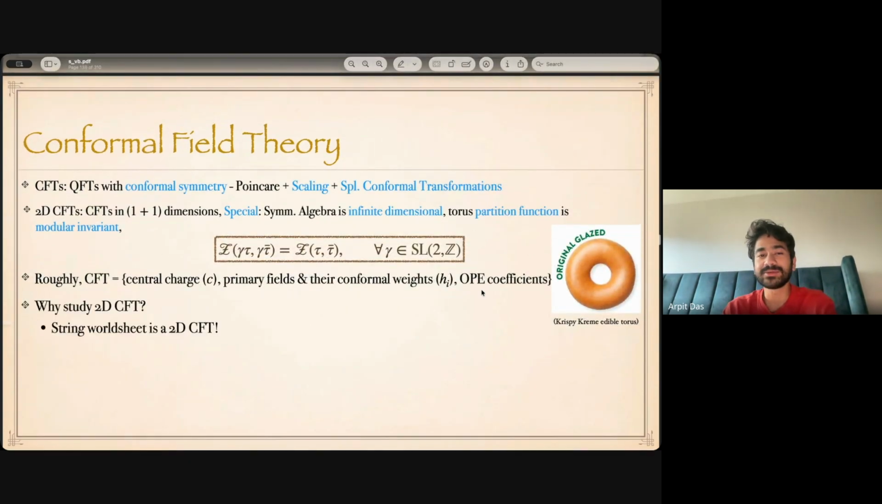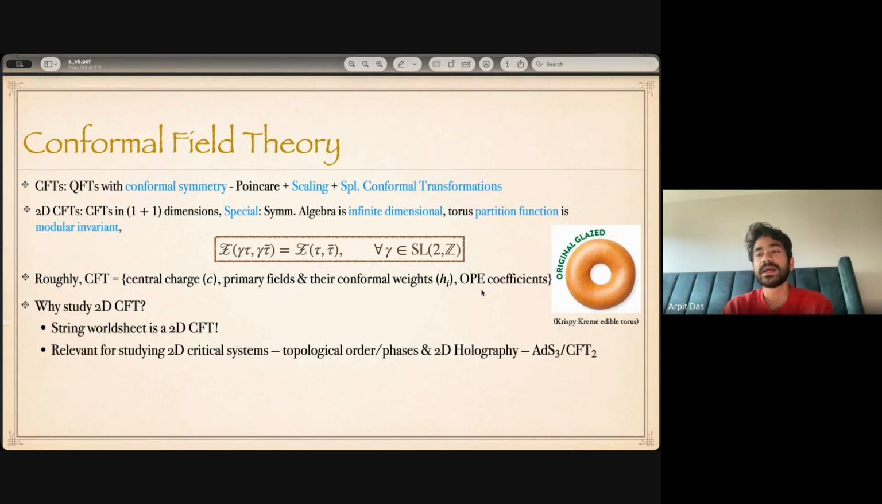Now, why study 2D CFT? Well, if you are into string theory, then the string worldsheet is a 2D CFT. From a condensed matter point of view, these are very relevant for critical systems in two dimensions, because as you might know, when you are at a phase transition point, that phase transition point is exactly a CFT. So it's a conformally invariant fixed point. So if you want to understand, even in a simpler sense, how ice melts into water, or water evaporates into water vapor, then at those critical points there are CFTs. So you need to understand CFTs.